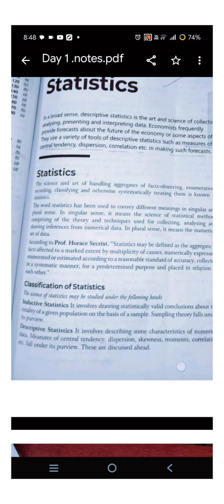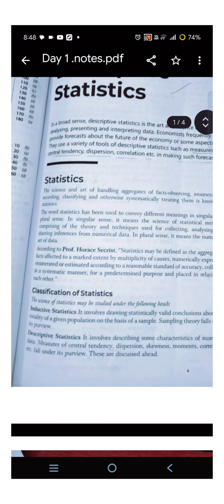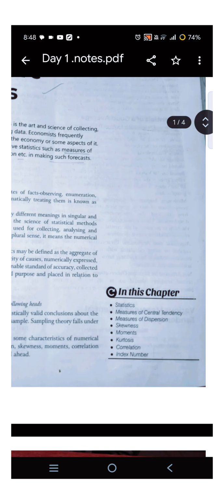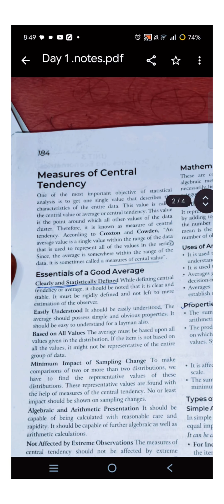Just memorize the topics that fall under descriptive statistics: measures of central tendency, dispersion, skewness, moments, correlation, etc. So in this chapter we will discuss what statistics is, measures of central tendency, measures of dispersion, skewness, moments, kurtosis, correlation, index number. One by one we will discuss all the topics, then move on to the topic-wise previous year question paper discussion. Okay, next topic, the measures of central tendency.